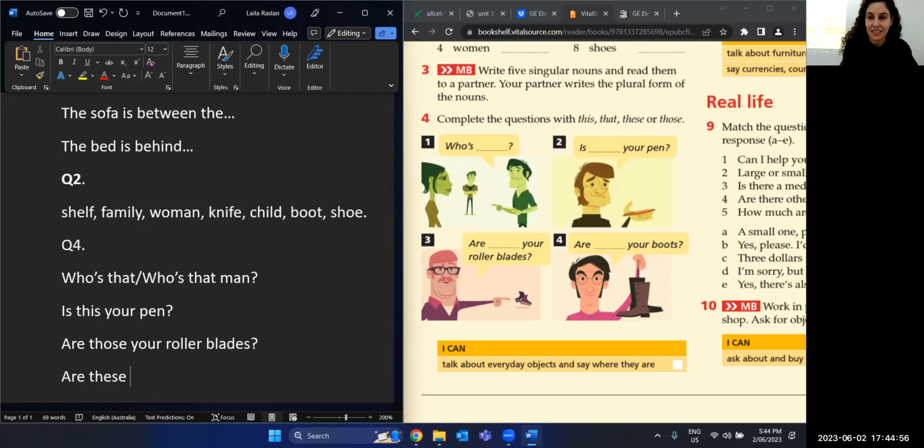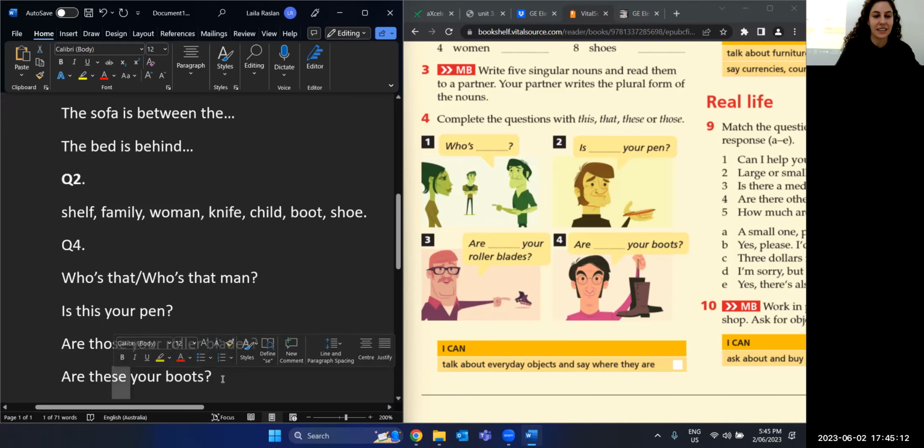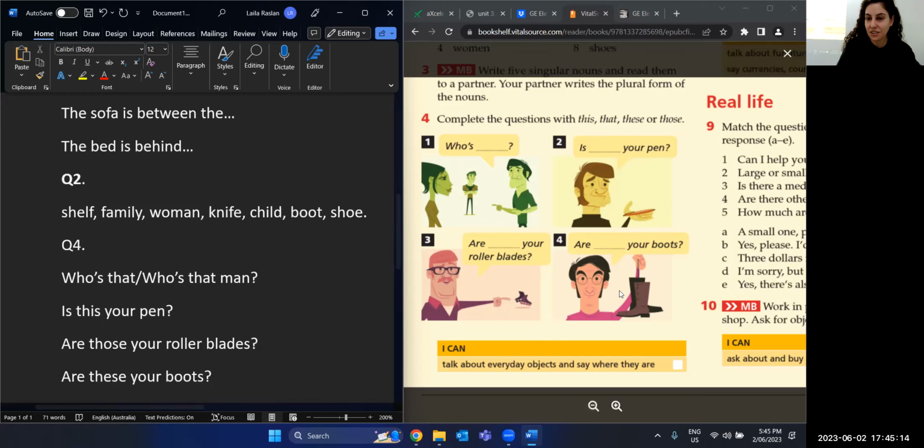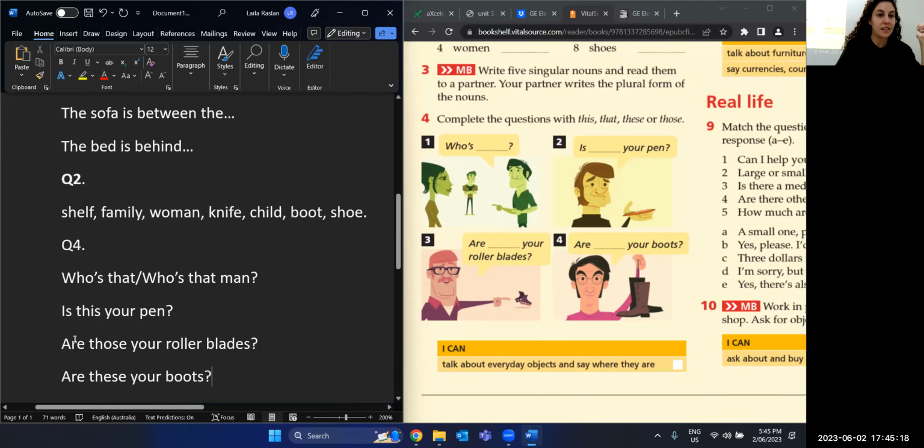Number 4, are these. We talked about the sound of a buzzing bee. Yes. So I want to hear zzz. Are these your boots? You always have to put more sound to the ending. So are these, because you can touch them. Good. Any questions with that? Questions?